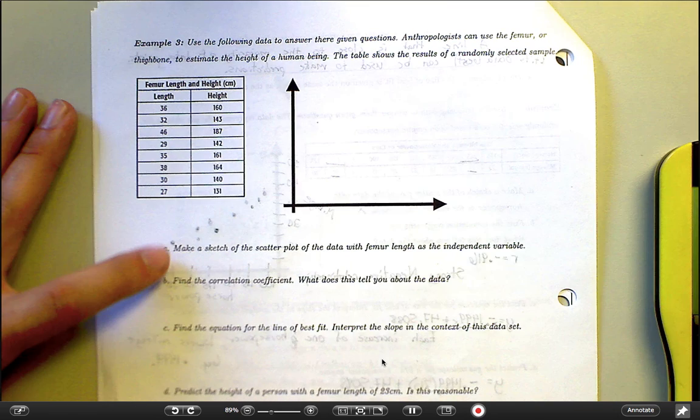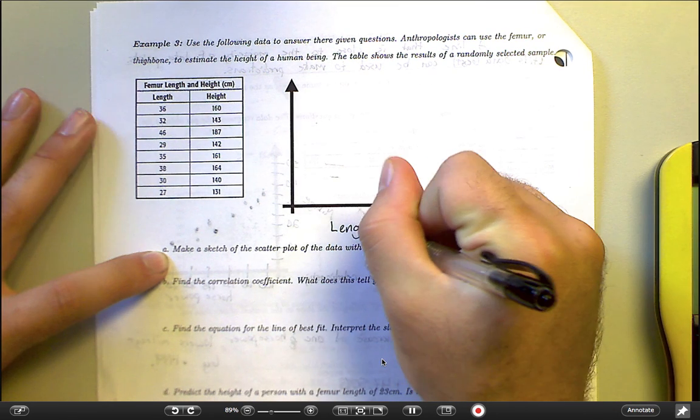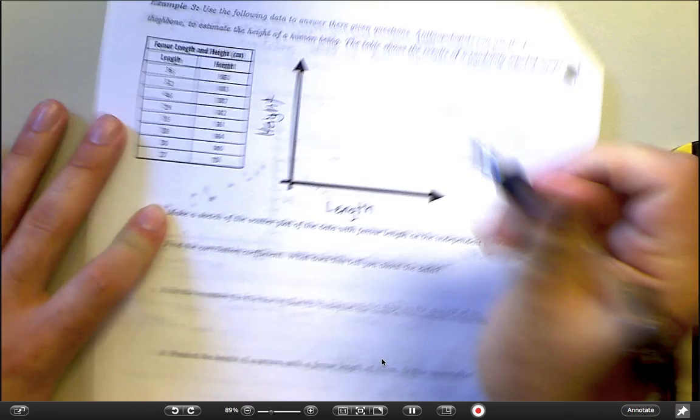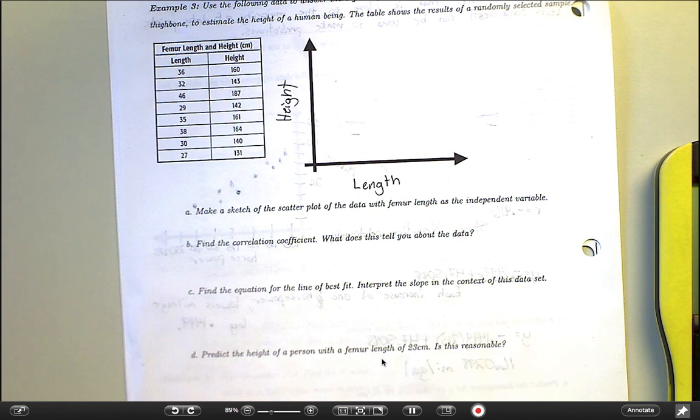I'll tell you here again, they tell you length is your independent variable. So length will go on the bottom, height goes on the side. Find your high and low values, make a scale that makes sense, and go ahead and plot those points. I'm going to go ahead and move on to part B.